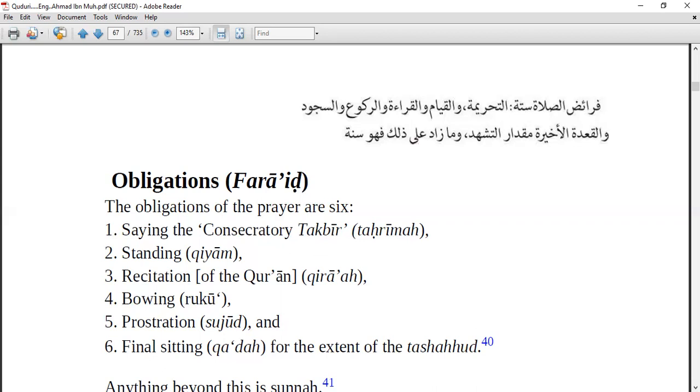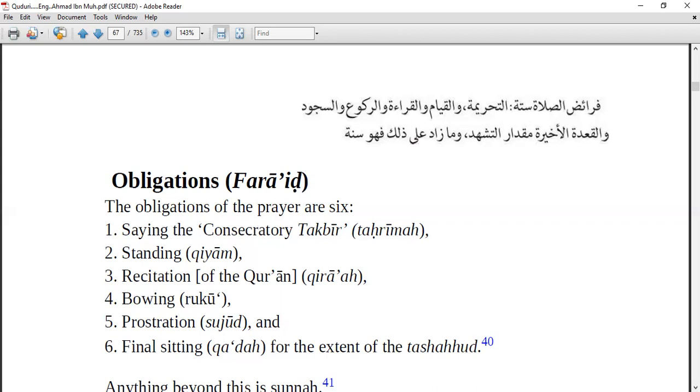And the last farz within any salah is the final qa'dah. In a 2-unit prayer, it's after the second unit. In a 3-unit prayer, it's after the 3rd, and in a 4-unit prayer, it's after the 4th rak'ah. The qa'dah that you do, that sitting position, that is farz.